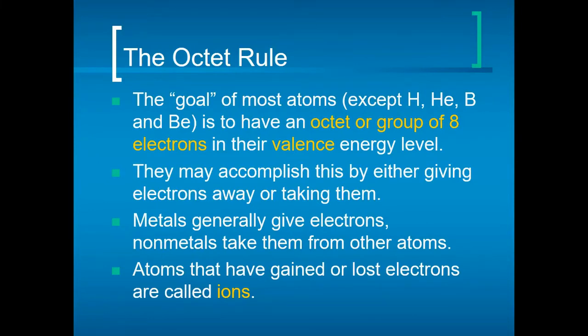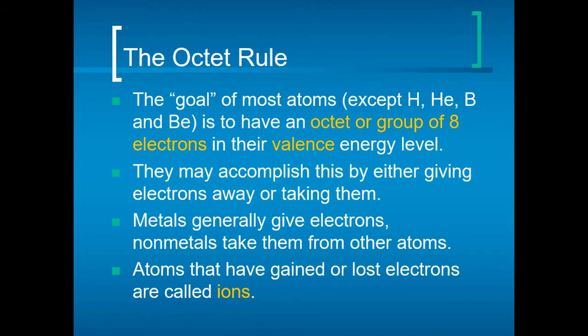Okay, remember, I'm going to remind you again about that octet rule. The goal of most atoms, with the exception of hydrogen and helium, they need two. Boron and beryllium we'll talk about in next unit. The goal of most atoms is to have an octet or a group of 8 electrons, with the exception of hydrogen and helium, which need 2. And for this unit, we'll assume boron and beryllium need 8 as well. So the goal is to have 8, and they're going to do whatever they can to get 8. They're going to accomplish this either by giving their electrons away or taking them in.